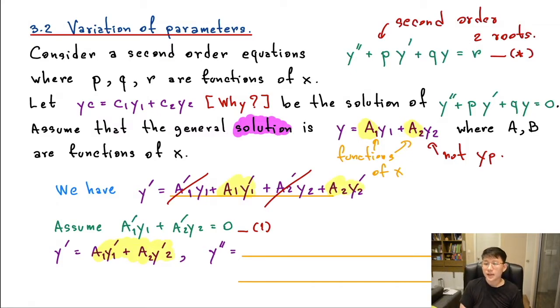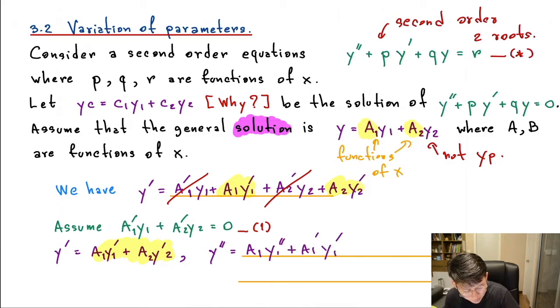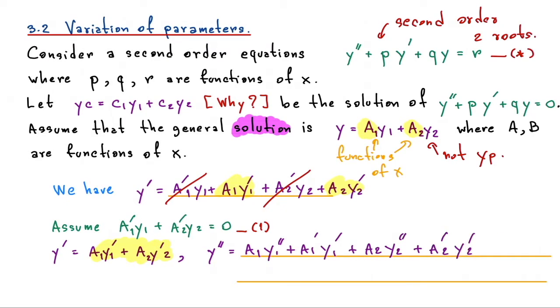Okay, in that case, what is y double prime? Y double prime would be a1 y1 double prime plus a1 prime y1 prime plus a2 y2 double prime plus a2 prime y2 prime. Again, guys, we apply the derivative of a product, which is u dv plus v du.